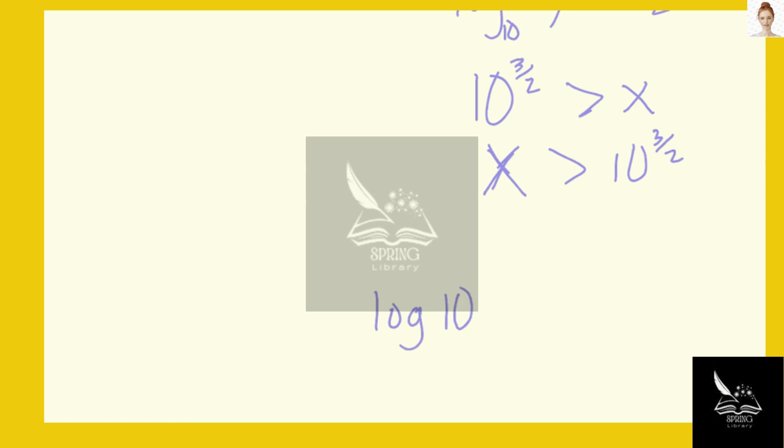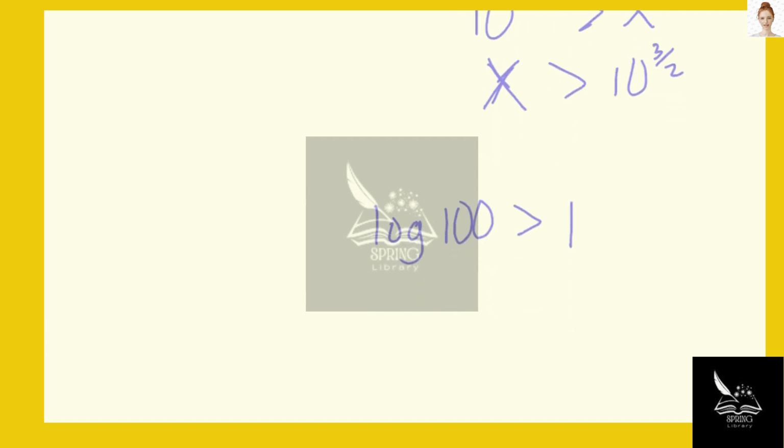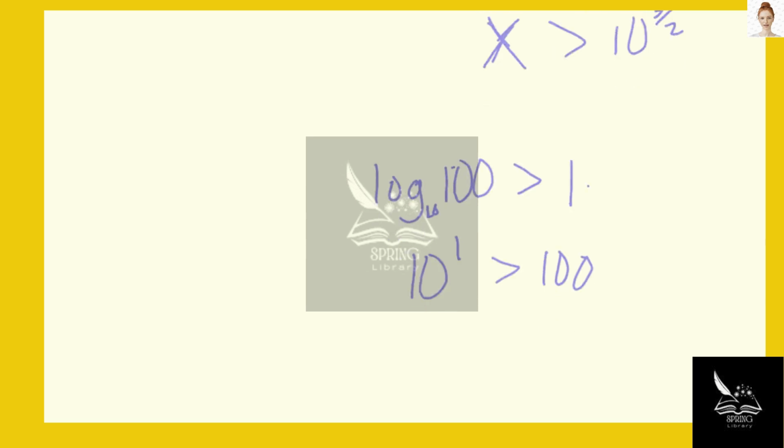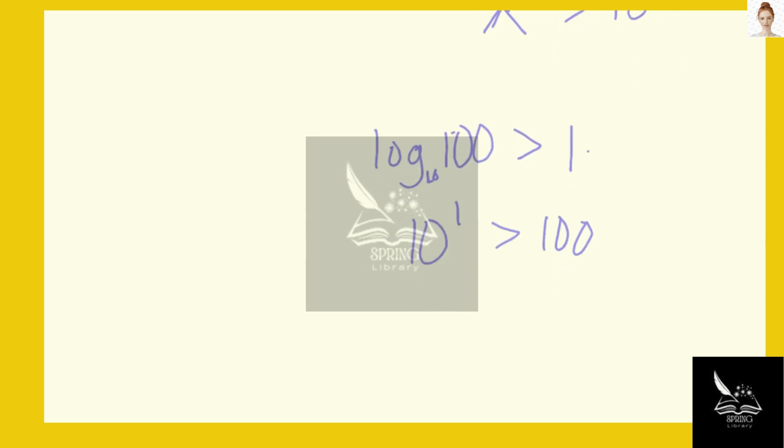100 is bigger than 1. So if we rewrote this as an exponential, because this means 10 to what power? This is really 2. So 10 to some power, which happens to be the first power, 10 to the first power needs to be greater than 100. Well, that doesn't work. And if I rewrite this and go this way, that 100 is greater than 10 to the first power. That's the way we want to go.